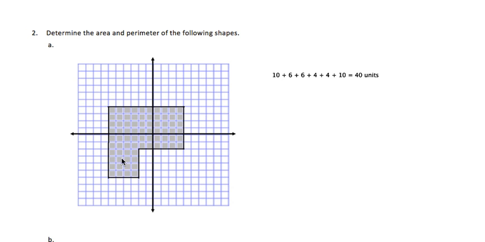And then our area we're going to find by cutting this little rectangle out of the bottom. And our bottom rectangle turns out to be a square, which is 4 by 4 for 16 square units. And our upper rectangle is 10 by 6, which is 60 square units. And we add the 2 together to get a total of 76 square units. So our perimeter is 40, and our area is 76 square units.